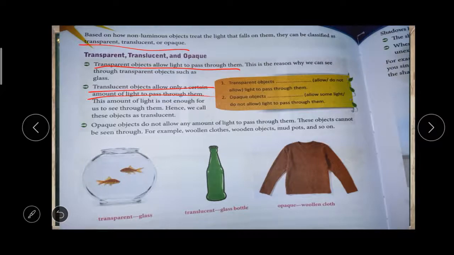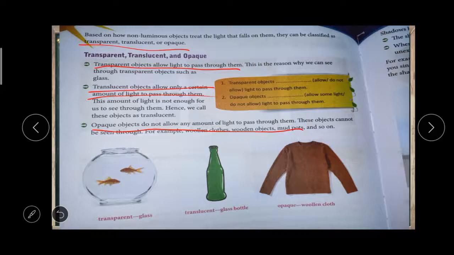Then opaque means it does not allow any light to pass through. An opaque substance does not allow any light to pass through. We cannot see through the object. For example, wood. Paper is a translucent object. If you pass light through the paper, there will be light on the other side, but we can't see clearly. It's a little bit blurred, but we can see that there is light. Opaque means we can't see anything, the light does not pass through the object. For example, wood, bench, cloth, mud pot or anything.